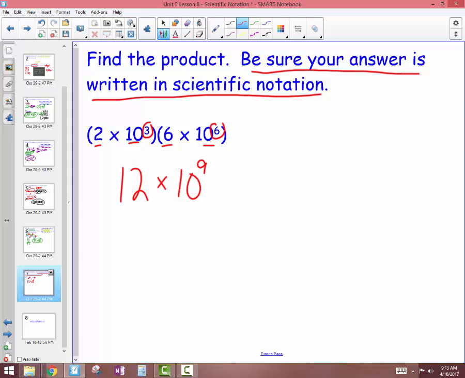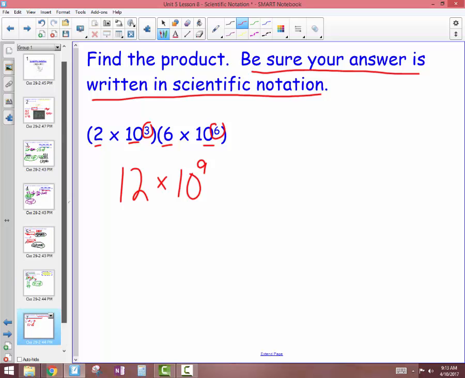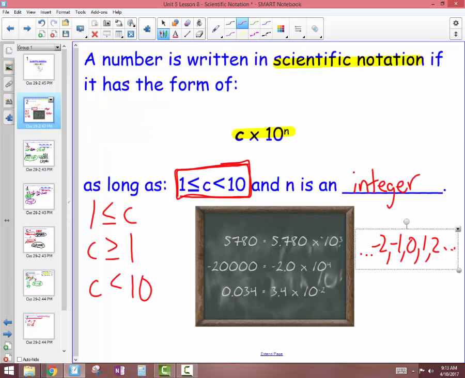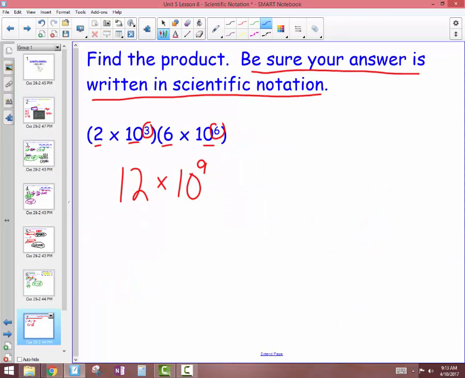A lot of kids would circle this and move on and think, yeah, I'm really getting the hang of this, but I want you to notice that this answer is not written in scientific notation. Remember, the rules of scientific notation say that C has to be in between 1 and 10. It can be greater than or equal to 1, but it has to be less than 10. This right here is not less than 10, so I actually have to do a little manipulation here. Instead of having 12, I'm going to take this decimal that's on 12 and move it back. I'm going to make this 1.2.